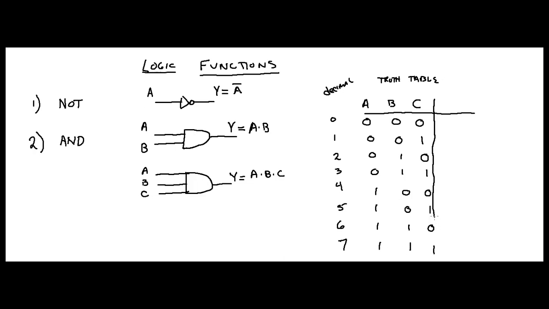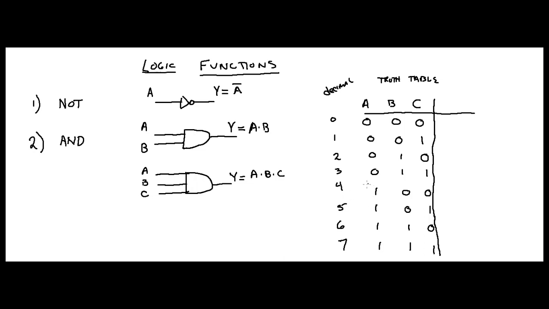Let me bring this down. Notice in the last row of a truth table, they're all ones. When you do that, if you've counted up properly from 0 all the way to the end, in this case it's 7, then you're going to have 1, 1, 1. You've hit all the permutations that you can have for these input values, okay?